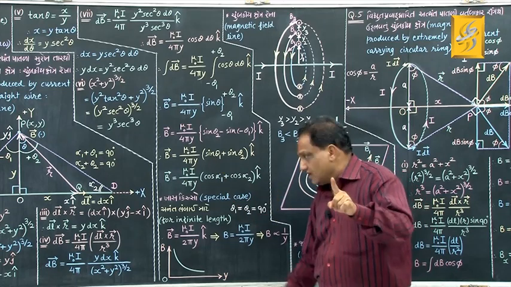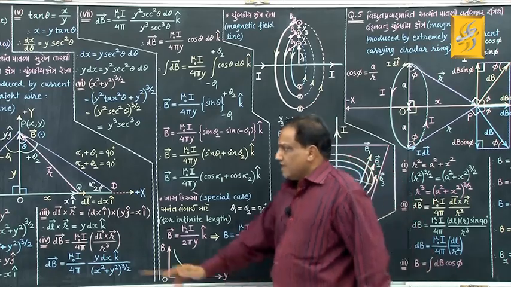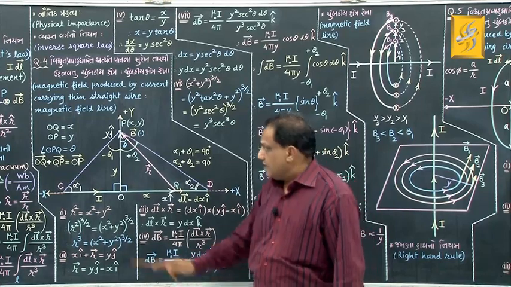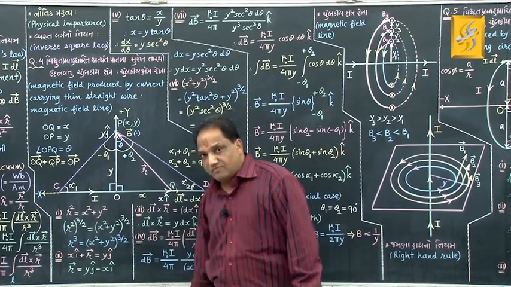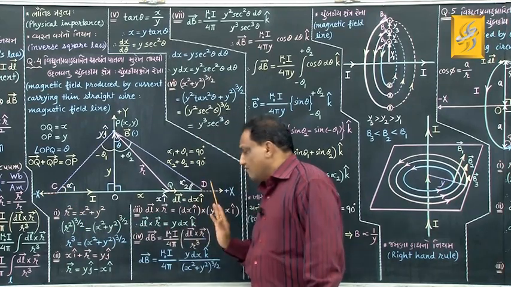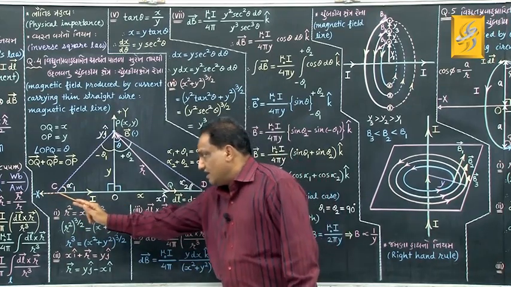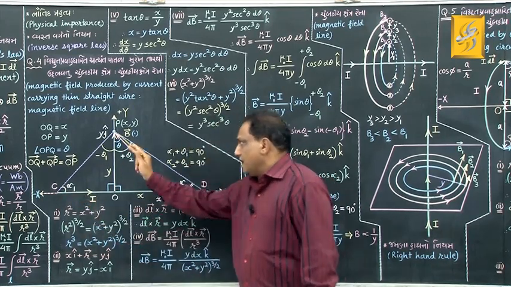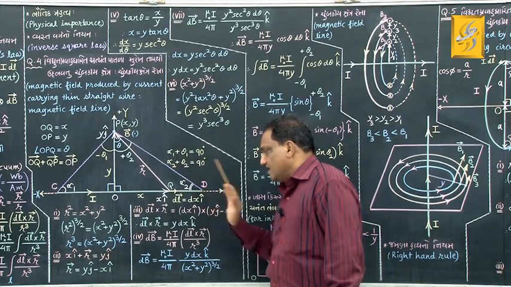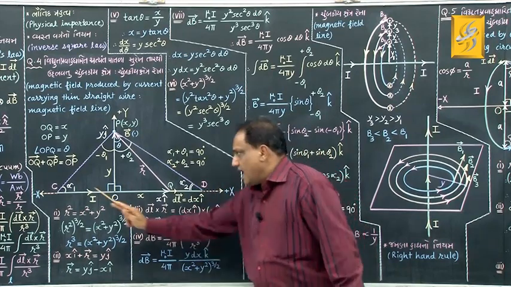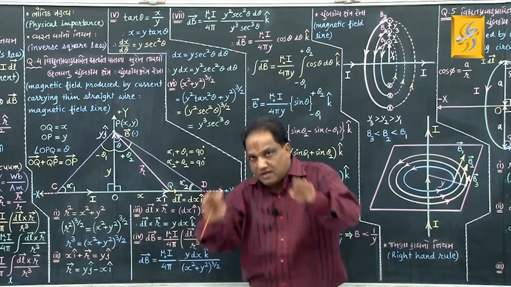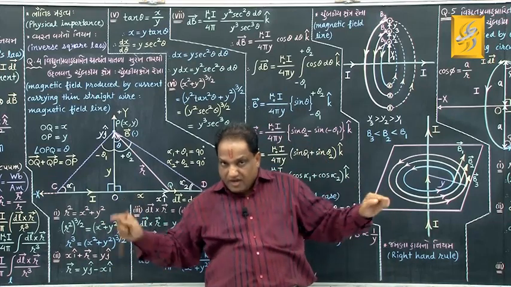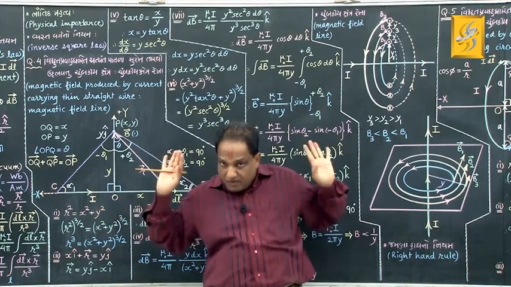Okay? Now tell me, what are alpha 1 and alpha 2? Alpha 1 and alpha 2 are the angles made by line segments joining point of observation and two ends of wire with the wire itself. Angle made by this line segment with the wire is alpha 1. Angle made by this line segment with wire is alpha 2. I repeat for the last time: alpha 1 and alpha 2 are the angles made by line segments joining point of observation and the two ends of the wire with the wire itself. Okay, fine.